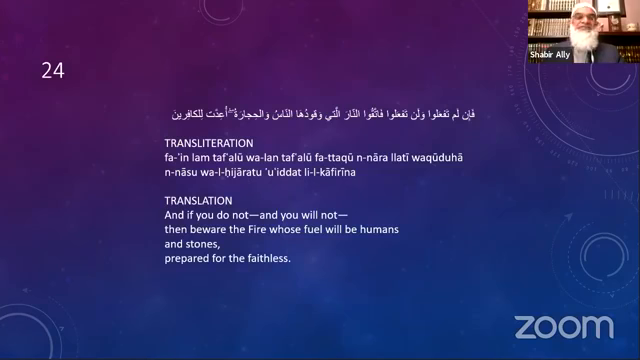So that L sound, when it follows the N sound, makes it such that we have to assimilate the two. So instead of saying fa'in lam, we're going to say fa'illam, as if the lam is doubled there, as if the L sound is doubled, and the N sound is sunk into that doubling. So fa'illam taf'alu walan taf'alu.